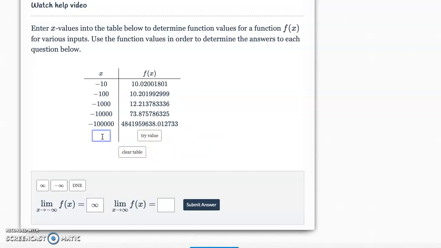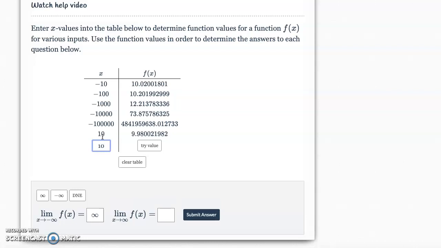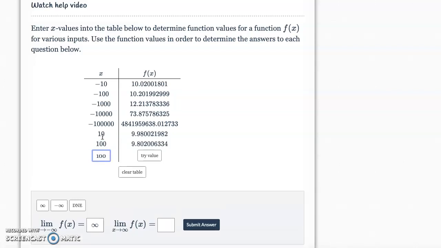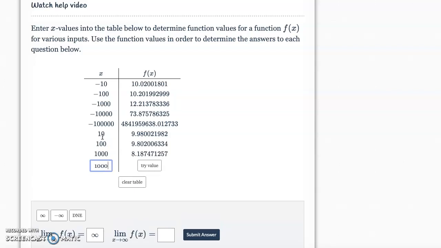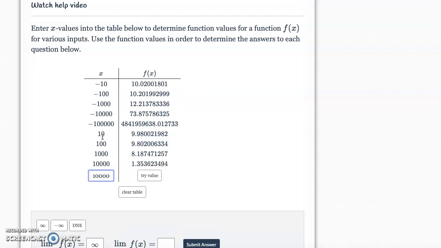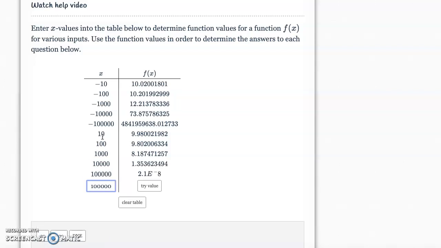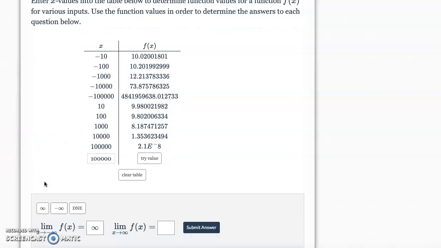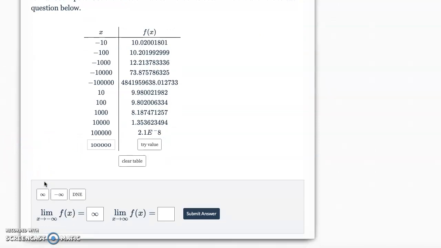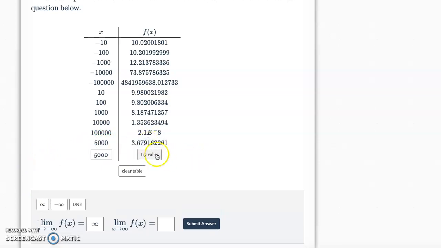Now let's look at what happens when our x gets progressively bigger. For 10, I get 9.98. For 100, I get 9.80, and so far, so good. For 1,000, I'm down to 8.18. For 10,000, I'm at 1.35. And for 100,000, I'm at 2.1 times 10 to the negative 8. That's what that E means. So I'm really close to 0.